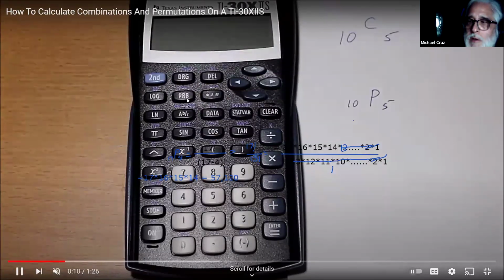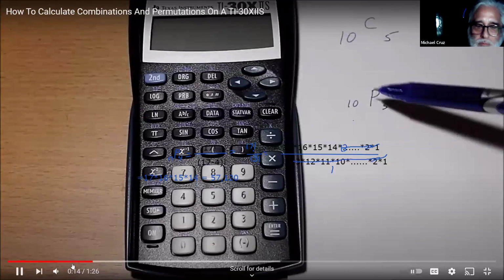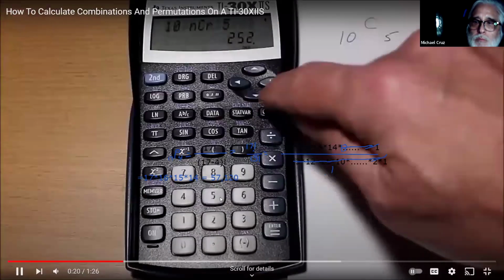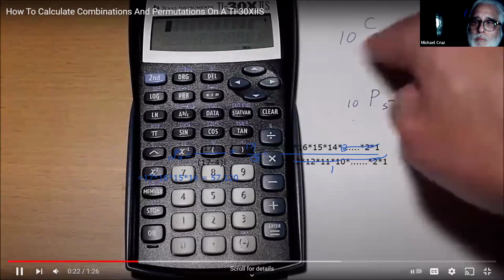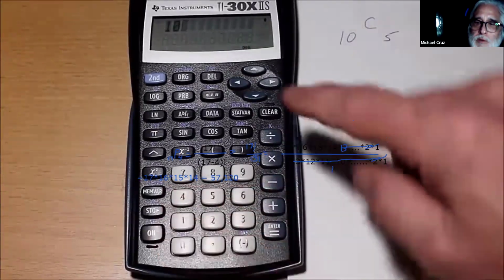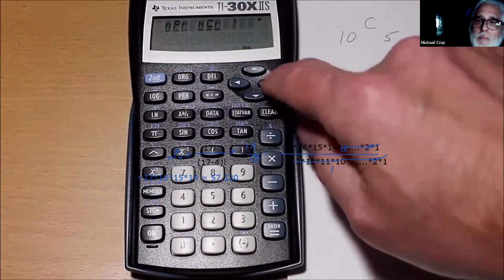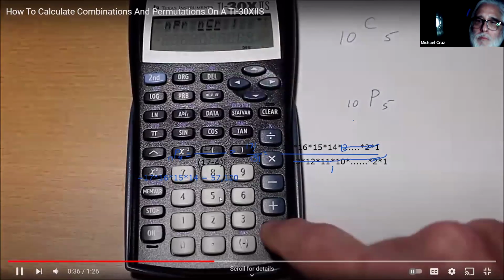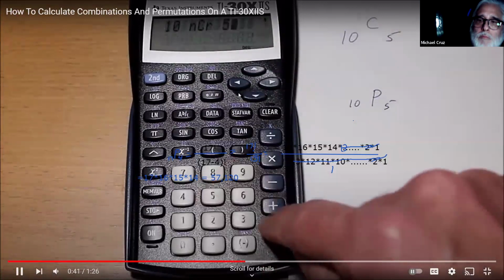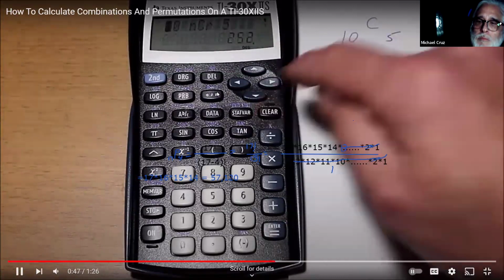So hit PRB, and the example is 10 choose 5. The way we do it is, to do the combination, you type in 10, the big number first, and then hit the PRB button. Scroll over with the arrows to nCr, and then you put in the last number, 5. Hit enter, that's 252. All right, now let's look at the permutation.